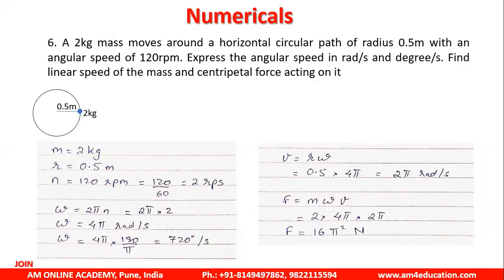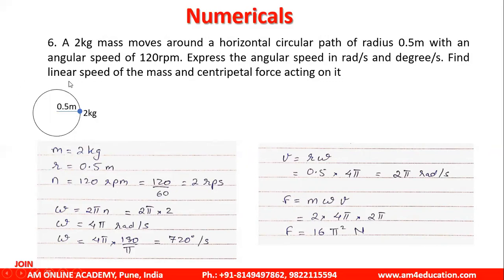In this problem, a mass of 2 kg moves around a horizontal circle of radius 0.5 meter, as shown in the figure, with an angular speed of 120 rpm. Express the angular speed in radian per second and degree per second. Find the linear speed of the mass and the centripetal force acting on it. First, let us understand the problem. We have a mass of 2 kg.